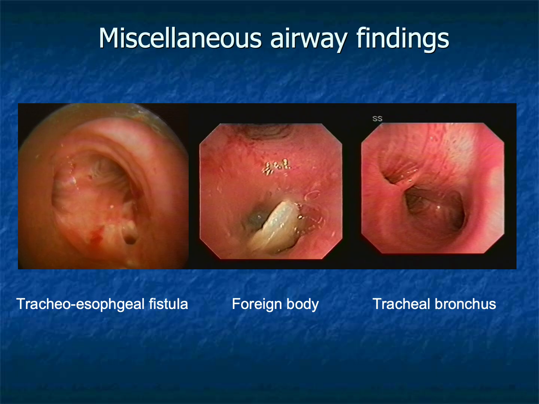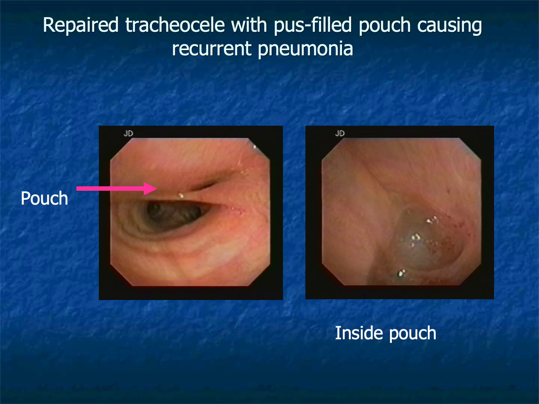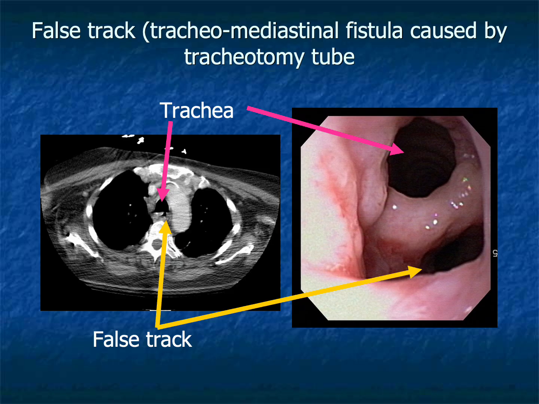Bronchoscopists occasionally encounter uncommon abnormalities, including tracheoesophageal fistulas, foreign bodies, or a tracheal bronchus. Here we see an image of a repaired congenital tracheocele with its inside pouch associated with accumulated secretions that caused repeated infection and cough. This slide shows images of false passages caused by iatrogenicity, in this case a tracheomediastinal fistula caused by a tracheostomy tube.